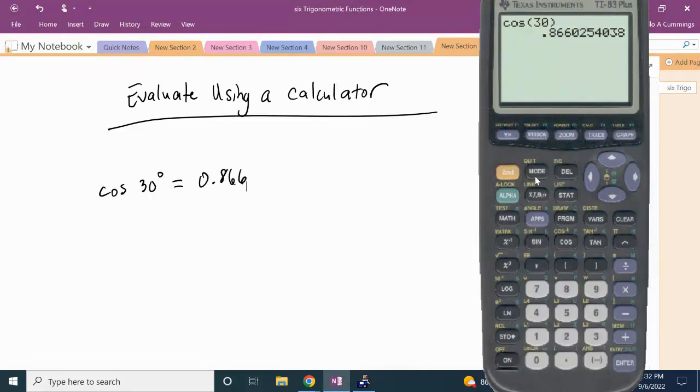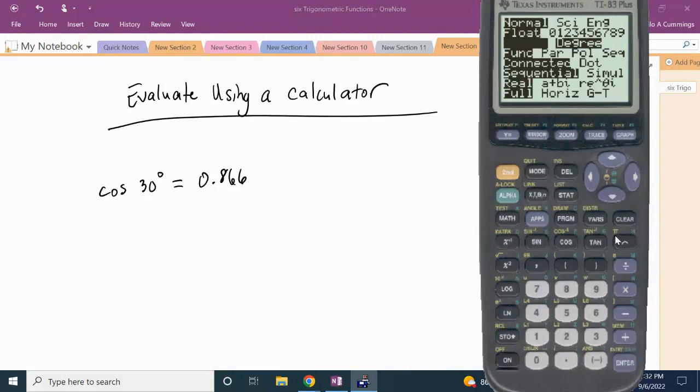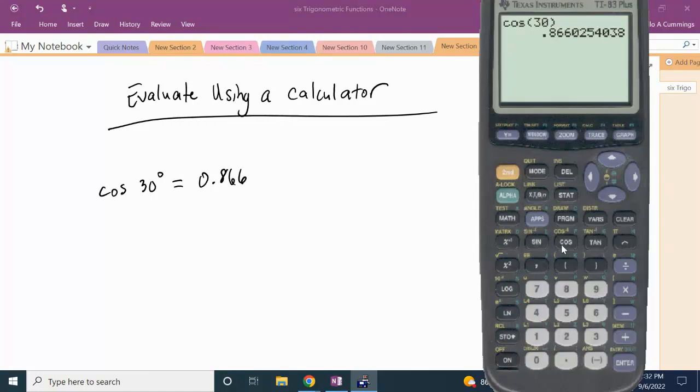Now, if we were in the wrong mode, I'm just going to show you what happens. If I'm in radian mode, and now I put in the cosine of 30, notice I'm going to get a totally different value. So you just want to make sure that you're in the right mode.